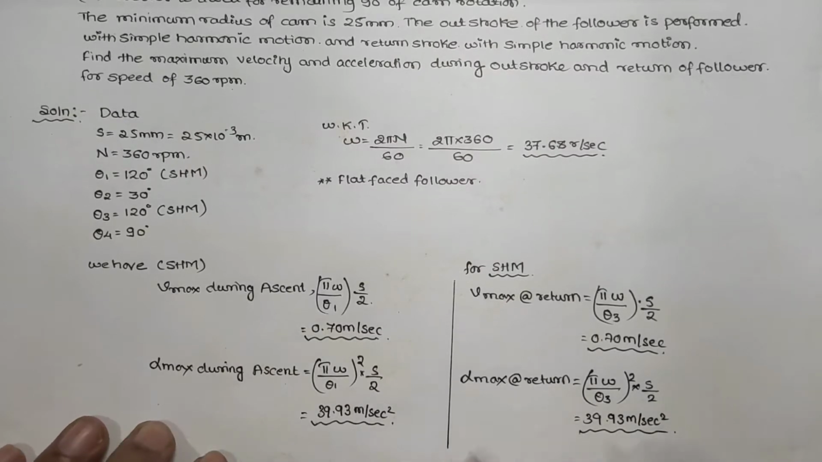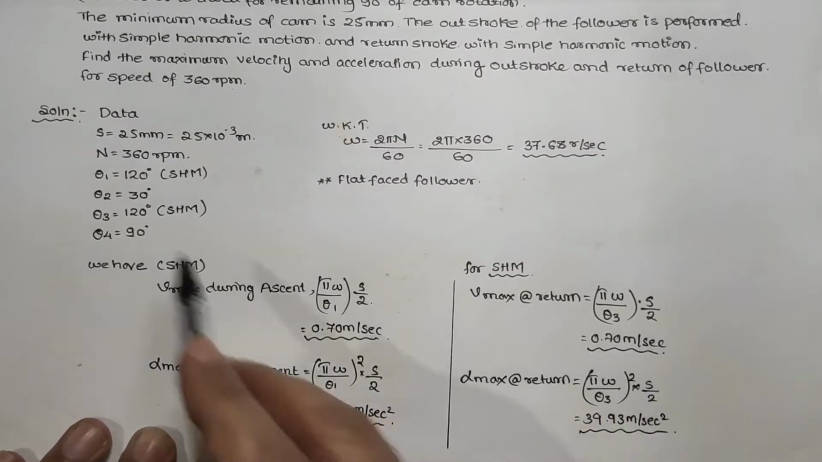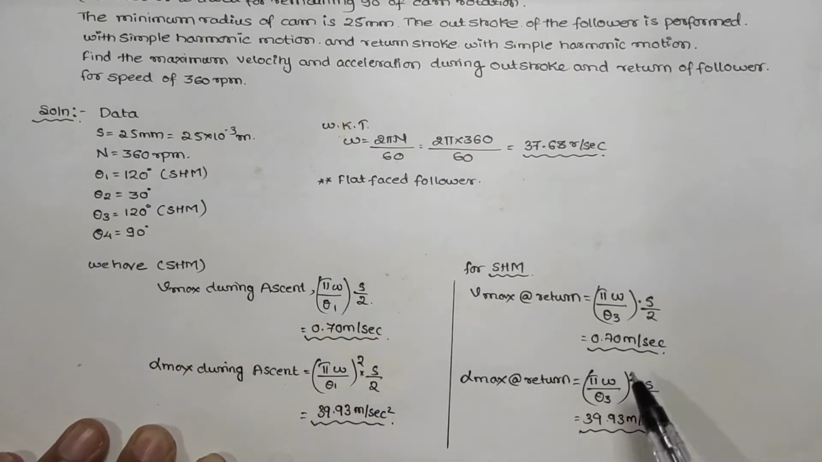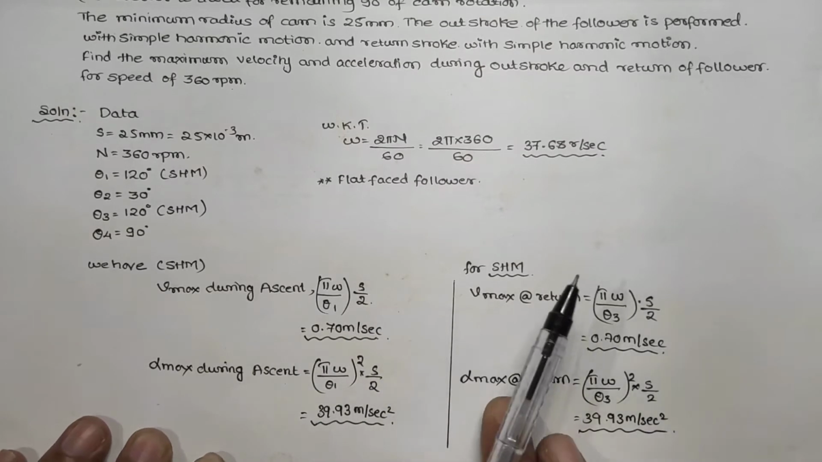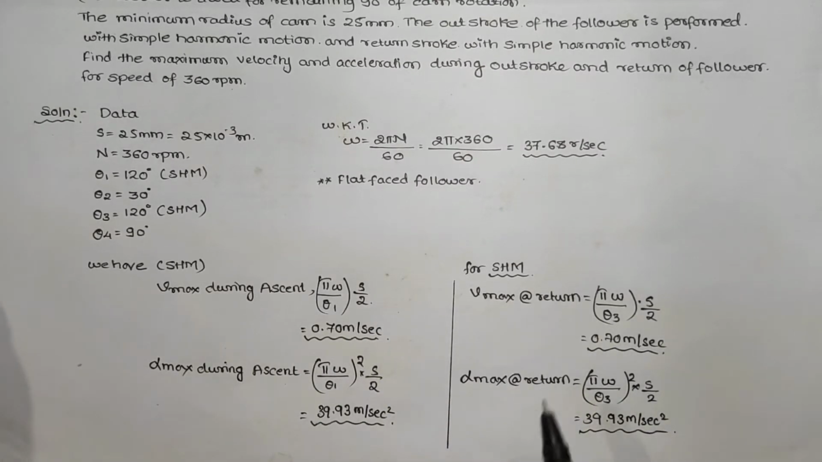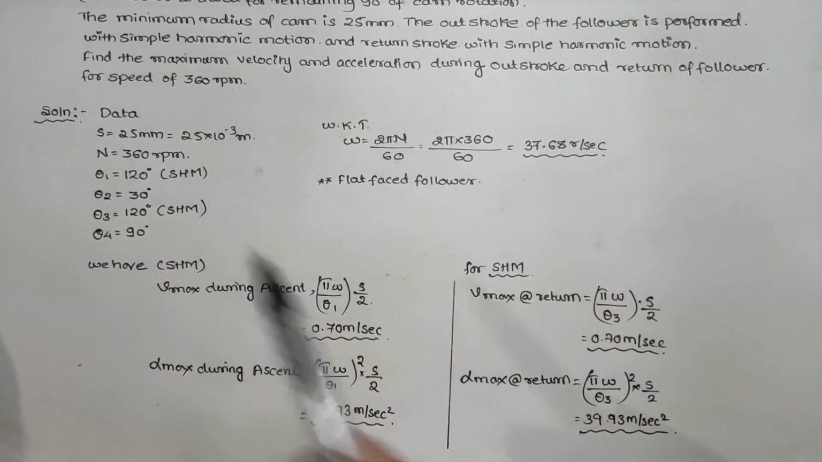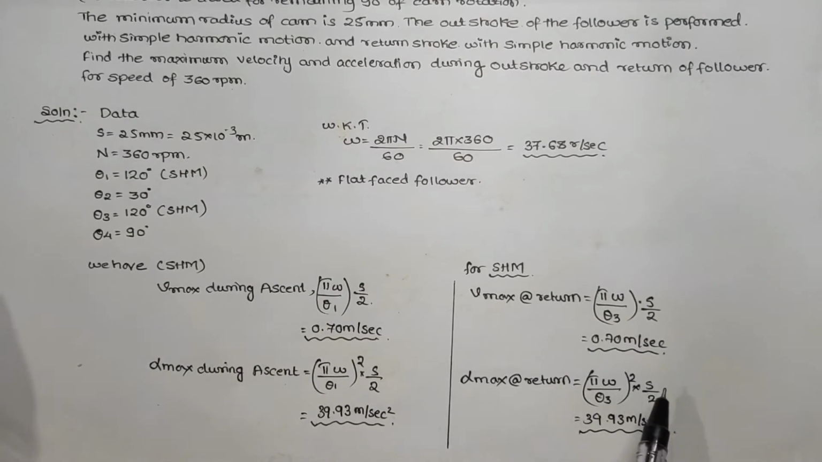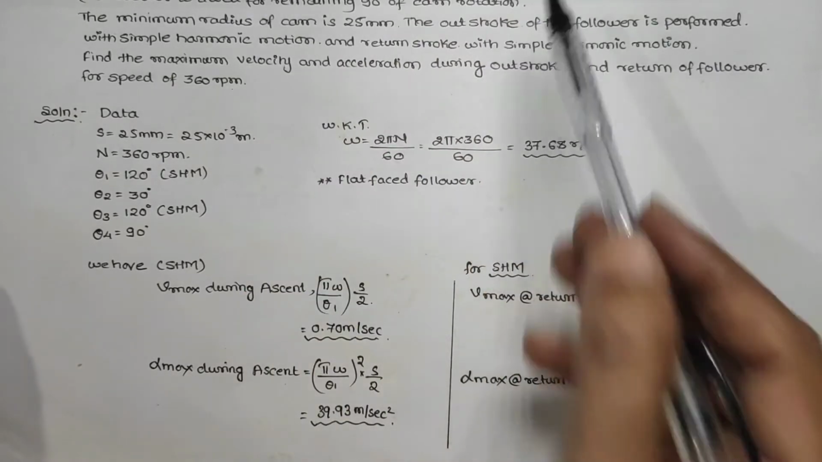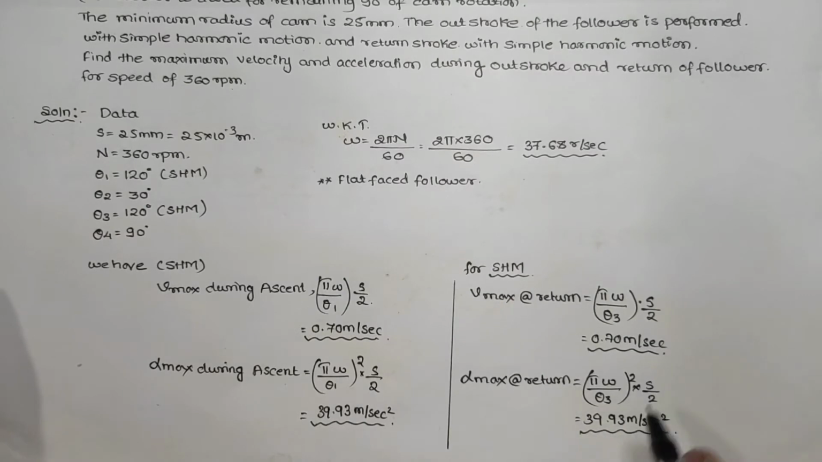So in both cases the answer will be the same because theta 1 and theta 3 are the same. If any of these values were changed, then the answer would have changed. And to tell you, both are having SHM, so the formula remains the same. To make your problem easy, maybe the problem statement has been given in this particular manner so that you complete the problem at a faster rate. Usually they will give different angles also to help you. So these are the two answers.